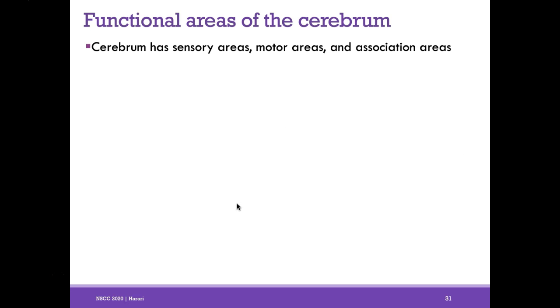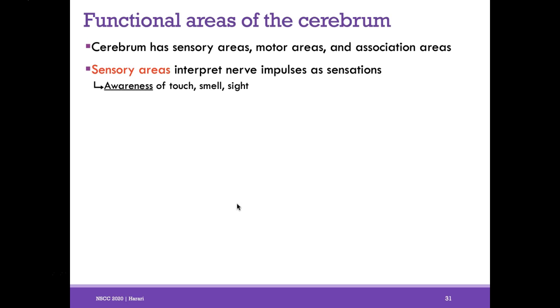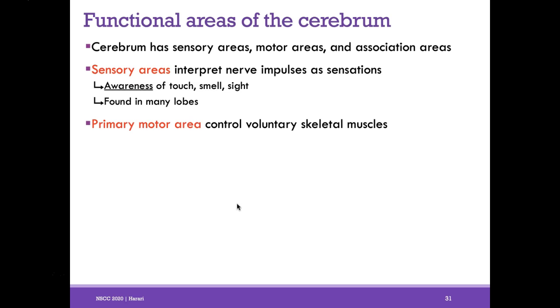So the cerebrum has areas that are sensory, areas that are motor, and areas that are association areas. So what that means is that there are some areas that interpret nerve impulses as sensations, meaning they make us aware of what we're touching or what we're smelling or what we're seeing or hearing. So certain parts of the cerebrum are responsible for interpreting messages that we're getting from our senses. And we have these in many lobes.